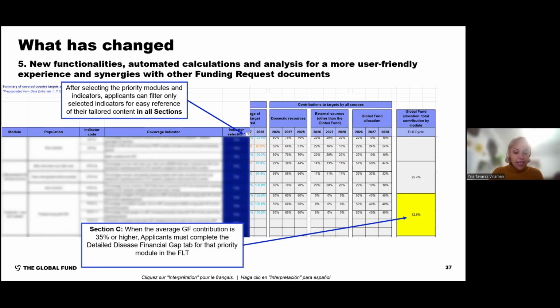Additionally, in Section C, the PGT will highlight in yellow when the Global Fund average contribution by module is considered highly relevant, meaning 35% or higher. Therefore, these high-impact and core portfolio applicants are required to complete additional detailed financial information for the specific priority module in the detailed disease financial gap tab of the financing landscape table. The instructions include more information to explain how this proportion is calculated with the data provided by the applicant.